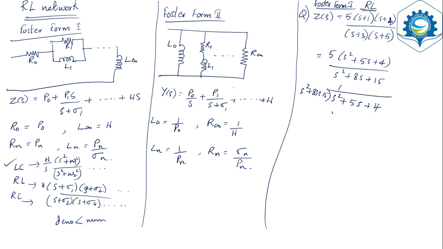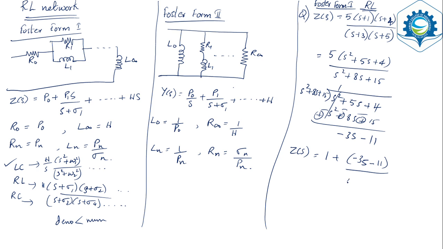So you have 1 times (S square plus 8s plus 15). You just subtract it. This gets cancelled, minus 3s minus 1... sorry, minus 11. Minus 3s minus 11. Now you can rewrite Z of S. Z of S is equal to 1 plus, that is quotient plus remainder. Your remainder is minus 3s minus 11 divided by the divisor.